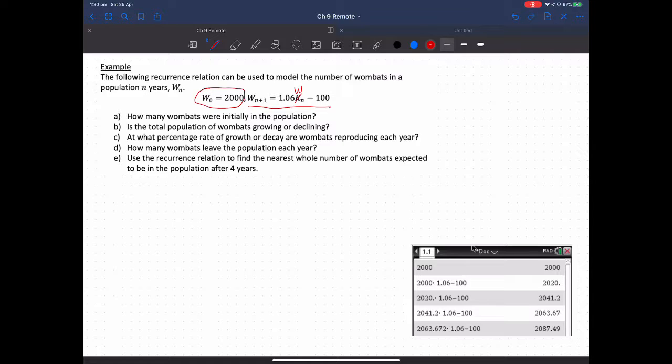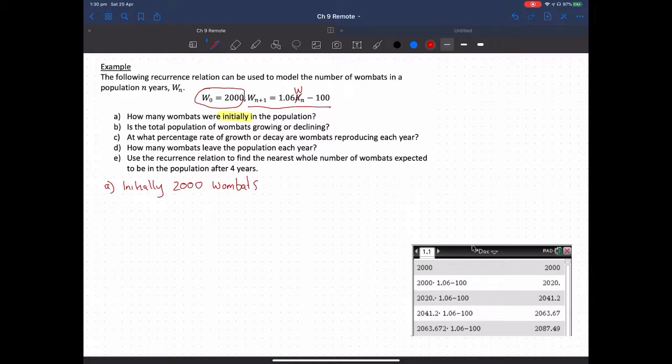Now let's look at the question. The question says to us, how many wombats were initially? Initially means at the start, and at the start we know there were 2,000 wombats. So for part A, initially at the start, 2,000 wombats is our answer.